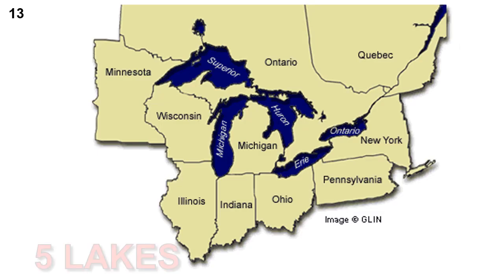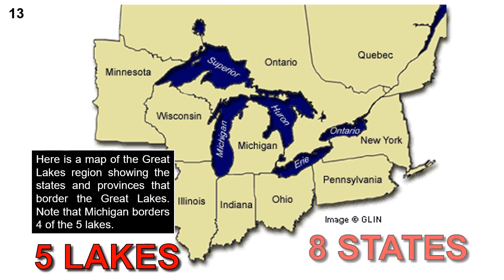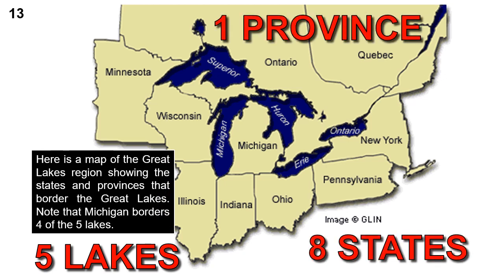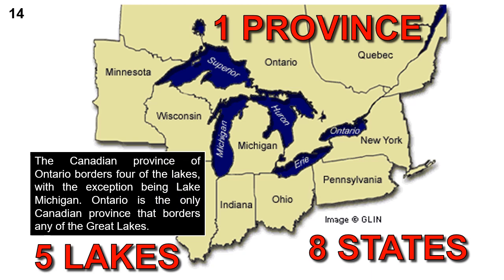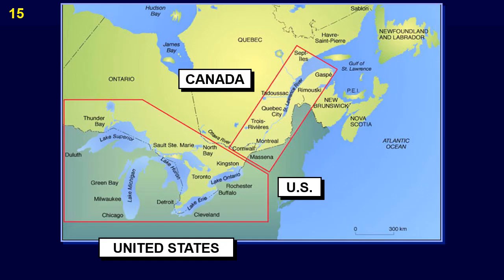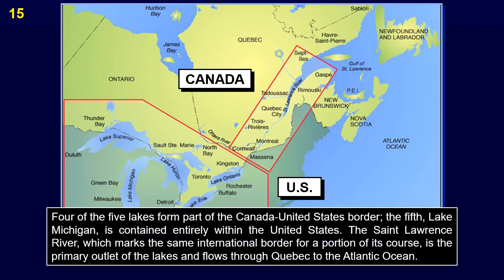Here is a map of the Great Lakes region showing the states and provinces that border the Great Lakes. Note that Michigan borders 4 of the 5 lakes. The Canadian province of Ontario borders 4 of the lakes, with the exception being Lake Michigan. Ontario is the only Canadian province that borders the lakes. 4 of the 5 lakes form part of the Canada-United States border. The 5th, Lake Michigan, is contained entirely within the United States. The St. Lawrence River, which marks the same international border for a portion of its course, is the primary outlet of the lakes, and flows through Quebec to the Atlantic Ocean.